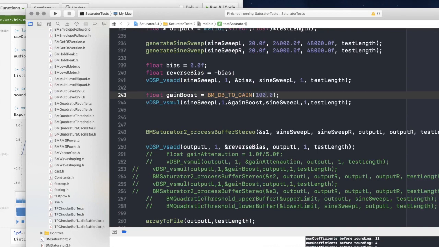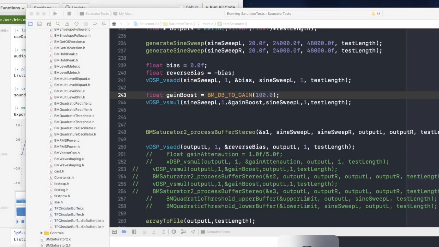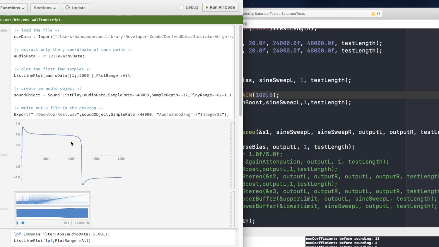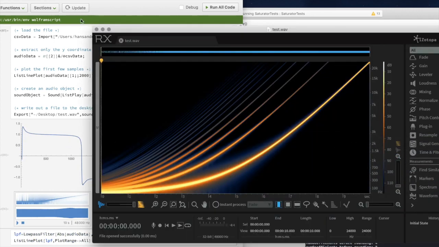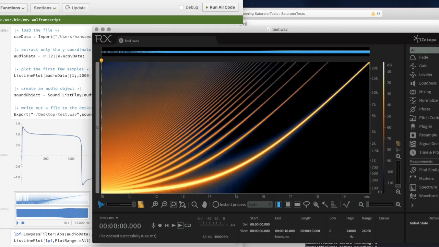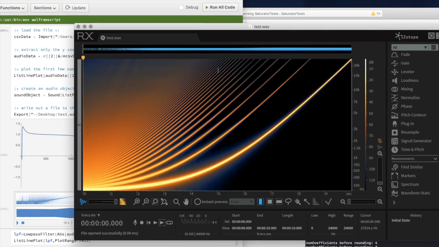So here's 10 dB of boost. Here's 100 dB of boost. And the time is fast because we're not oversampling by a ridiculously high rate. Output looks fine. And let's look at it in the frequency domain. So there we have it, basically. That's 100 dB of gain coming into a saturator, and between these lines, absolutely clean.